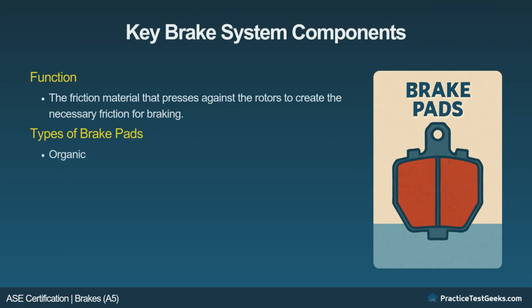Organic. Made of natural materials like rubber, carbon, and Kevlar, organic brake pads are quieter, but wear out faster. Semi-metallic. These pads use a mix of metals and other materials, offering better performance and heat dissipation, but may be noisier. Ceramic. Made from ceramic compounds, these brake pads are quieter, produce less dust, and have a longer lifespan but can be more expensive. Maintenance.